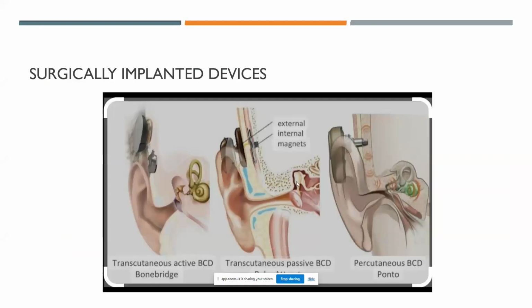So I was saying that this is the visual presentation of the transcutaneous active versus passive, as well as percutaneous bone conduction hearing devices. With percutaneous, you usually have an abutment, and the processor is attached to the abutment that is penetrating through the skin. With the passive transcutaneous, you have two magnets, an internal magnet and an external magnet, and the processor will attach to the external magnet. With an active transcutaneous, there's only the internal magnet, and the processor directly links to that internal magnet.